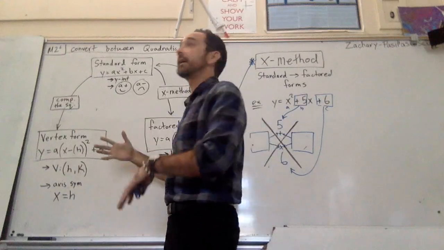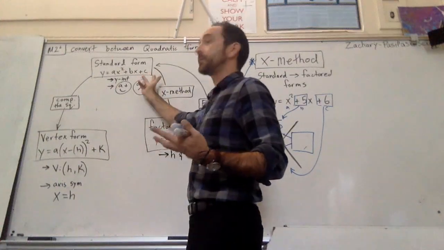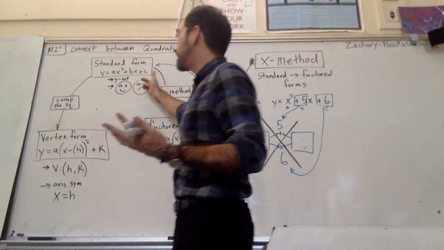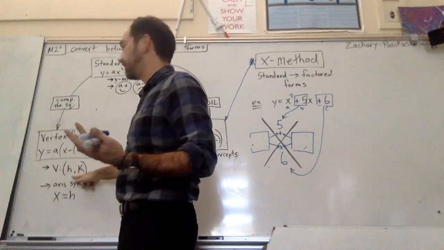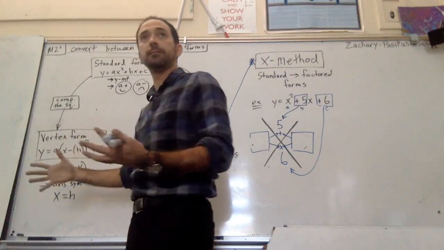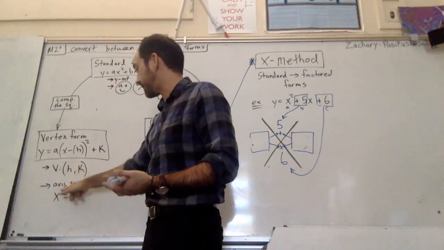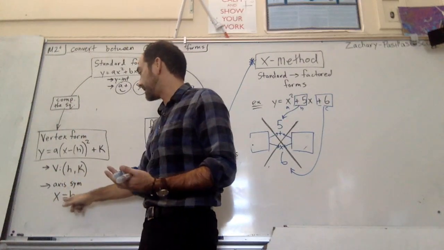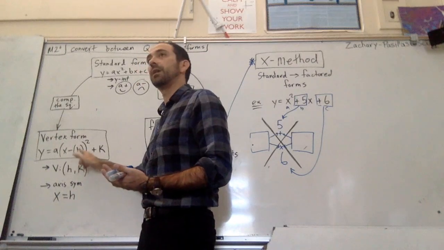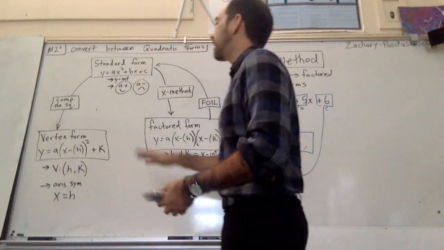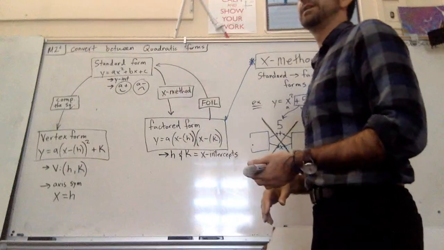So if you have it in standard form and you need to know the vertex, you might just complete the square, get it down here, and find your vertex from the numbers that are there. You could also, from standard form, complete the square to find the axis of symmetry. That's just going to be x is equal to whatever H is right here. So that's one pathway we already did.